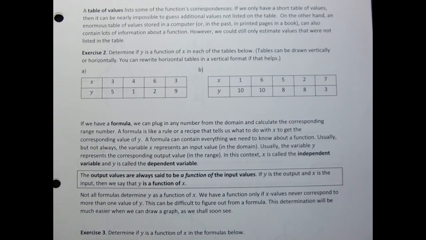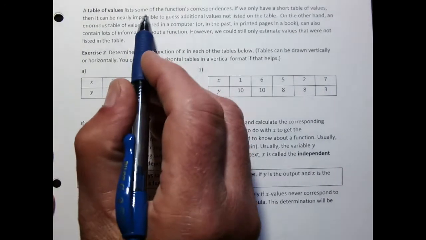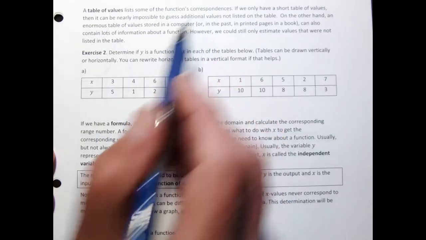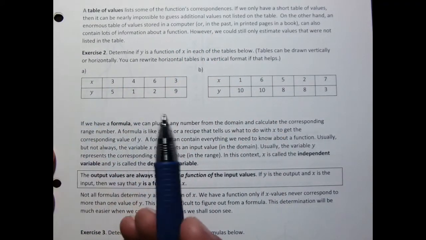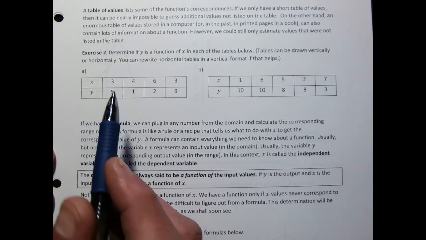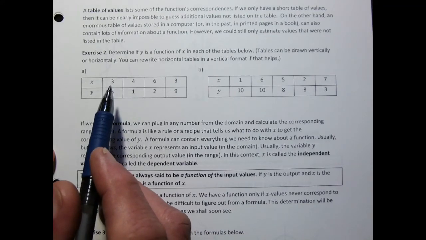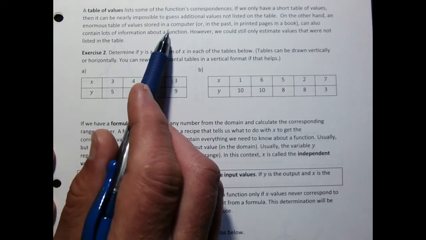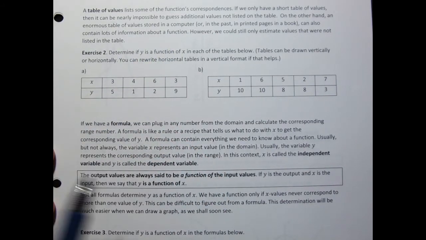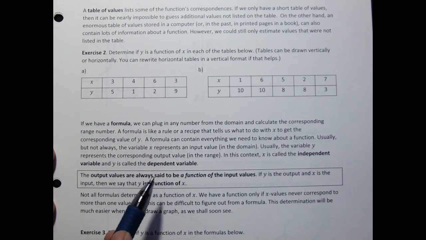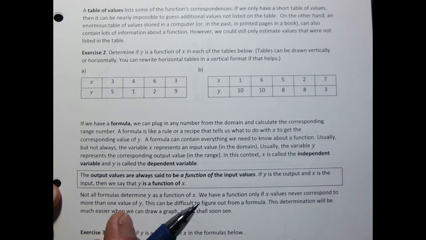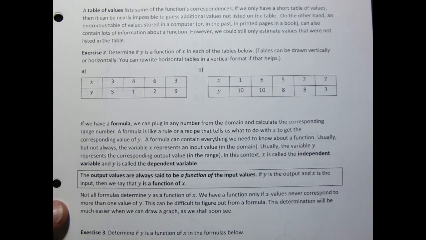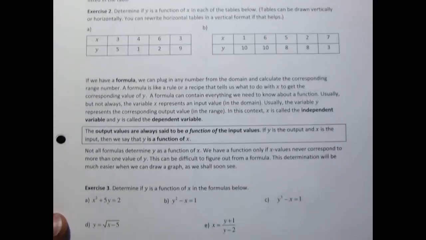So a table of values lists some of the function's correspondences. If we have only a short table, it's nearly impossible to guess additional values not listed on the table. But sometimes there are enormous tables of values, such as those stored in a computer, which contain enormous amounts of information about a function. Let's go ahead and do exercise 2.